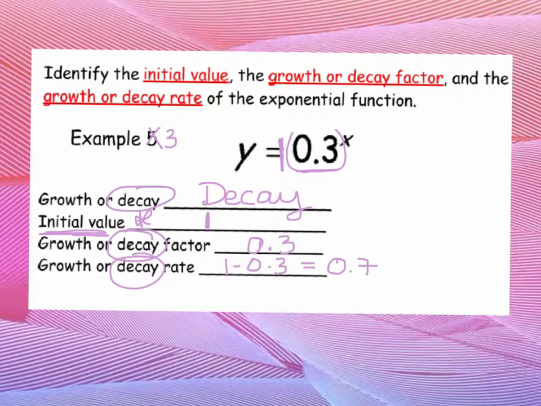If you try to do 0.3 minus 1, you would get a negative number. So it's really simple to decide whether you subtract it from 1 or subtract 1 from it. For decay, you subtract it from 1.